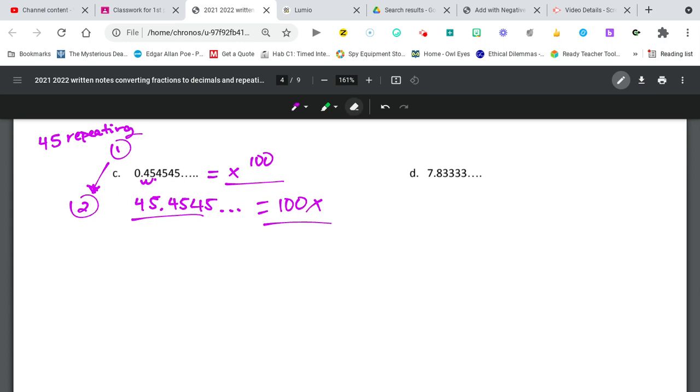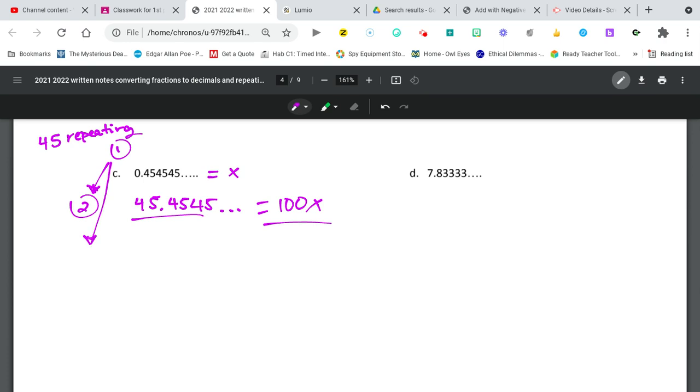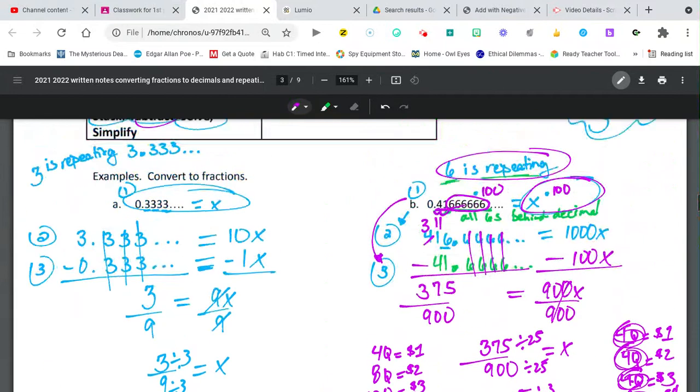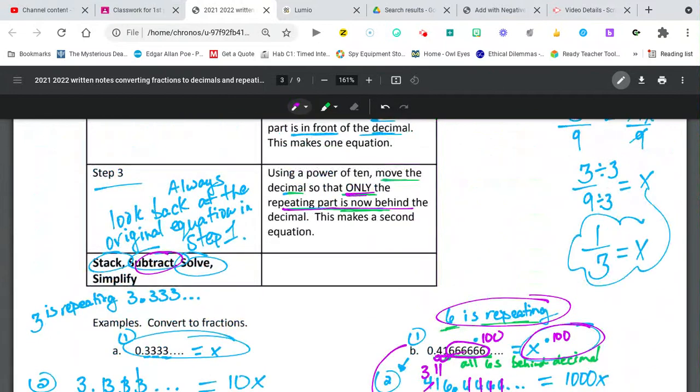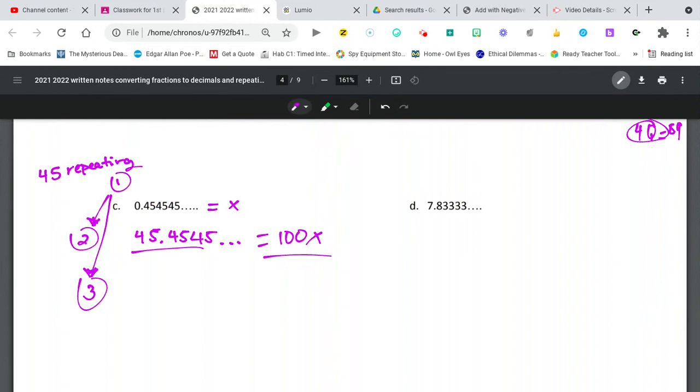Okay, now I'm going to erase that. Let's figure out what I was multiplying by to get from step 1 to step 2. To get from step 1 to step 3 now is different. It says, using the power of 10, move the decimal so that only the repeating part is behind the decimal. Okay? So let's see. Go from step 1 to step 3. Well, look, what's repeating? 4, 5, 4, 5, 4, 5.